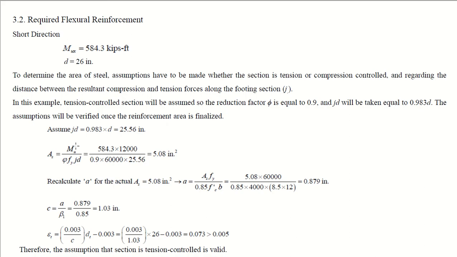So assume jd is equal to 0.983 into d, which is 25.56 inches. Putting the values, we are getting the area of steel. Recalculate a. From this area of steel, you will get a equal to 0.879 inch. From this, small a, you can calculate the depth of compression block c, or the depth of the neutral axis, 1.03 inches. Putting this in the equation of strain in tension steel, you get a value which is greater than the yield strain. Therefore, the assumption that the section is tension controlled is valid and your steel is yielding.